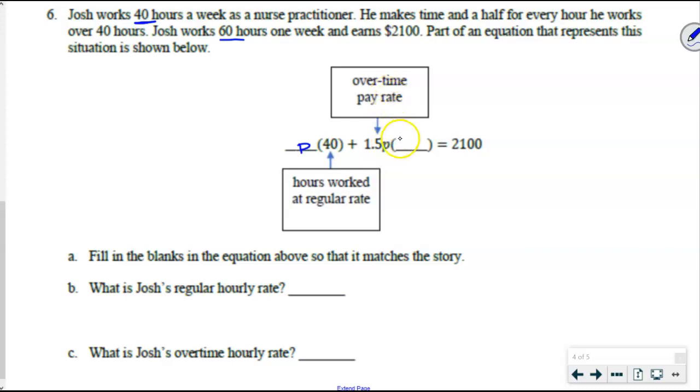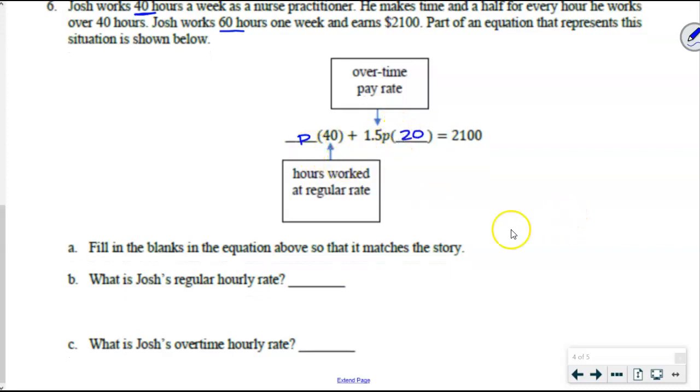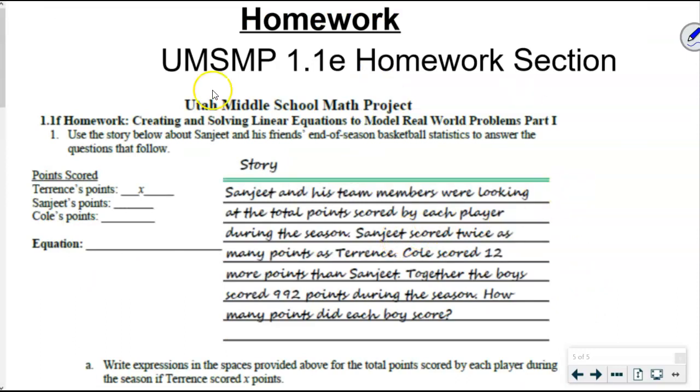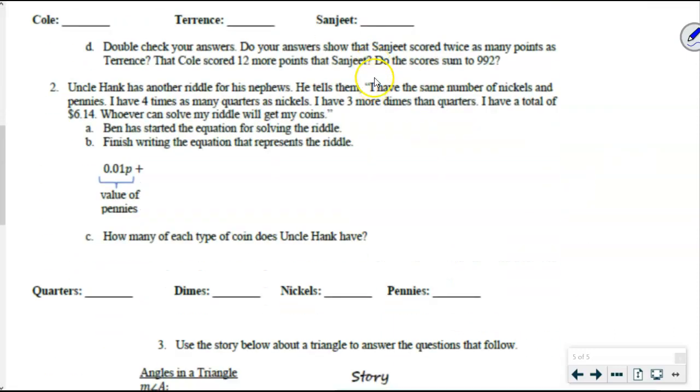How many hours over 40 did he work? Do I put the 60 here? No. He's only getting paid time and a half for the extra 20. Your job, solve that equation, find out his hourly rate, and you have your 1.1e homework section. This is great practice for your test tomorrow.